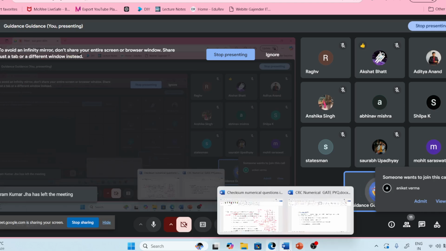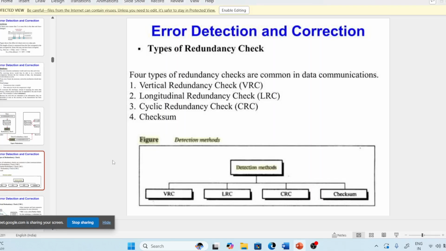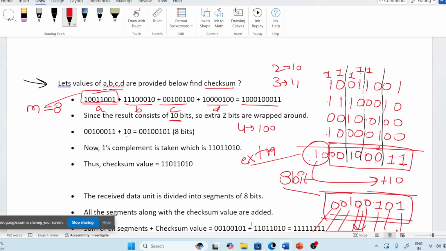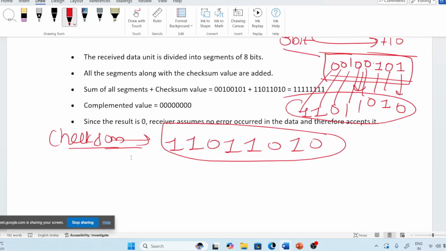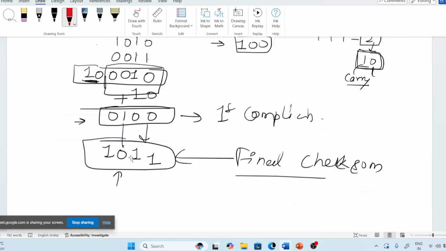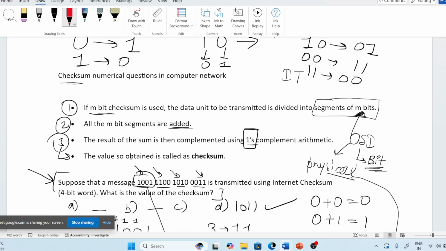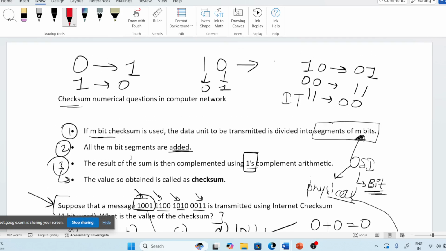Okay, so now we have checked the numerical questions of the checksum, how the examiner is going to ask the question related to the checksum and how you can solve the question. Here I am explaining it, that's why it is taking so much time, but when you are going to solve the question in the examination, you don't have to explain, you just need to find the answer and you can easily find it. So this is how we are going to find the checksum. So these two numerical questions we have seen.